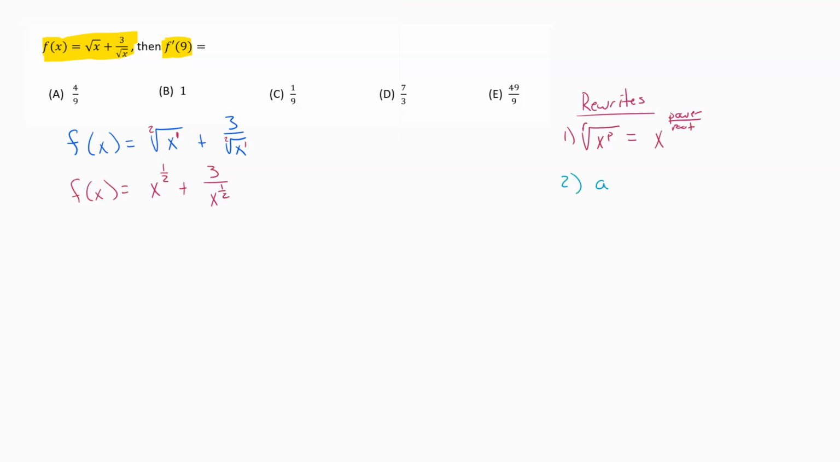Now we're looking for the second big rewrite. The second rewrite you always want to be on the lookout for is anytime you've got a number over x to a power, you want to bring the x up from the bottom to the top and make that power negative. So if you had something like 5 over x to the third, you'd rewrite that as 5x to the negative 3. That's happening here on our second piece. We have an x on the bottom and we need to bring that up to the top. So this is x to the 1/2 plus 3x to the negative 1/2. We did one rewrite, a second rewrite, and now we're ready to take our derivative.